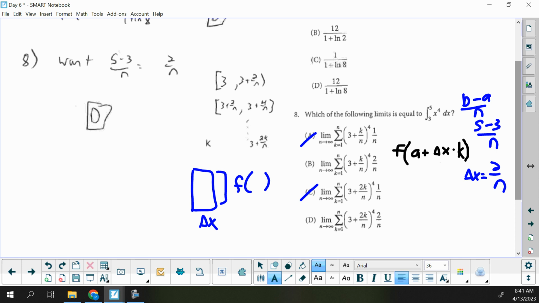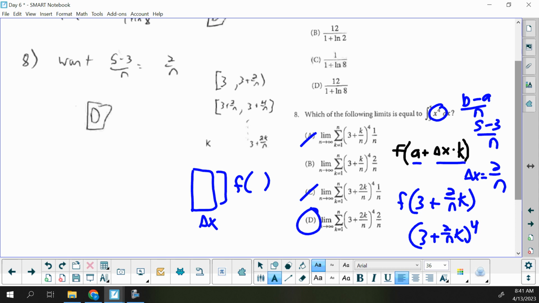Now, the other part, you're always subbing into your function, so subbing into x to the fourth, you're doing the a value plus delta x times whatever variable is at the bottom of your summation. In this case, it's k. So we want to do here f, the bottom of our integral value is 3, plus our delta x was 2 over n times k. So we want to sub that into x to the fourth, so we should have 3 plus 2 over n times k all to the fourth. And the choice that looks like it has that is D.